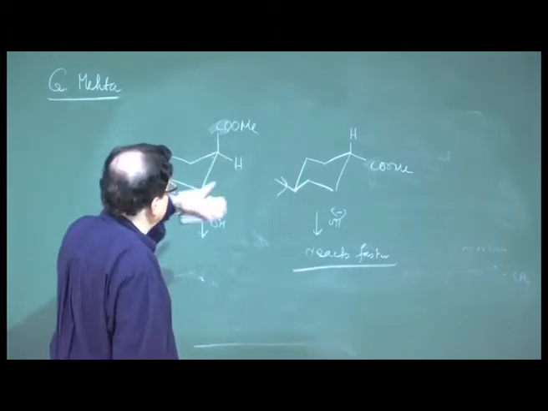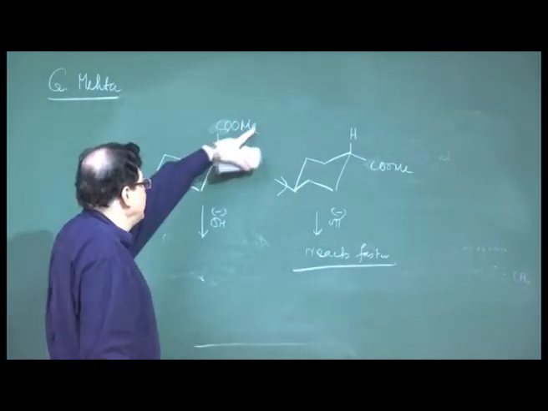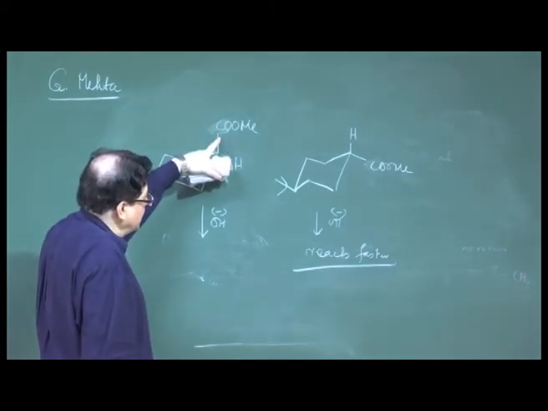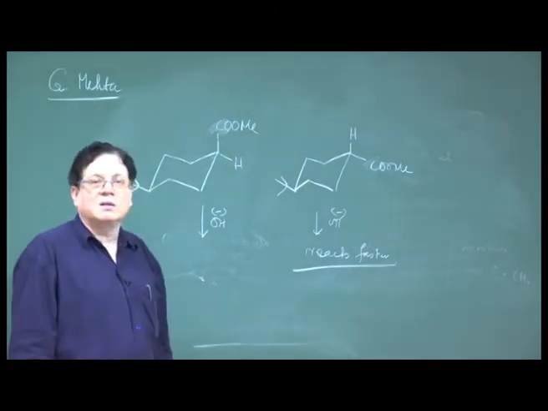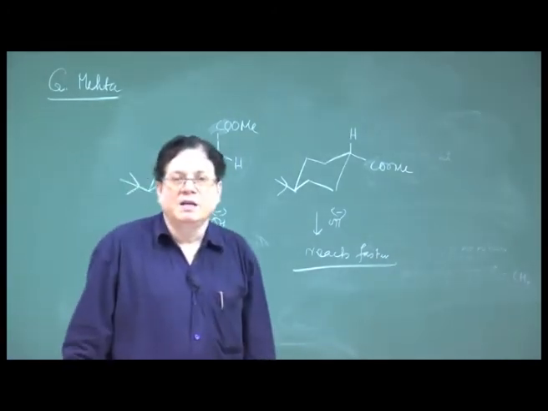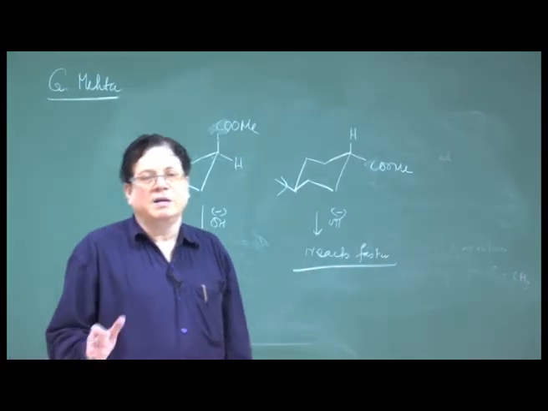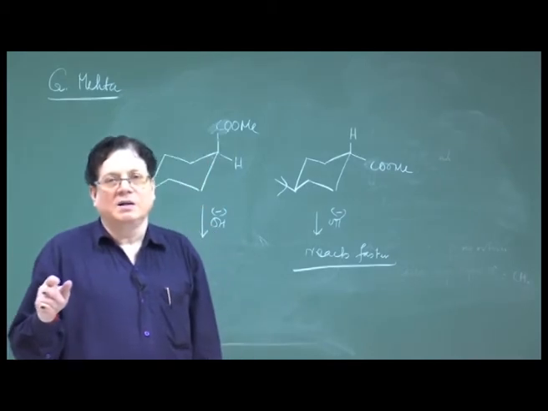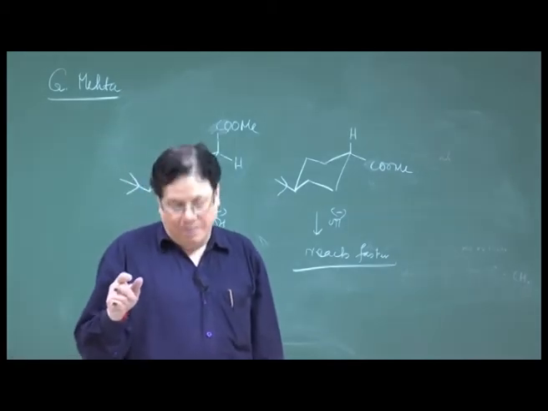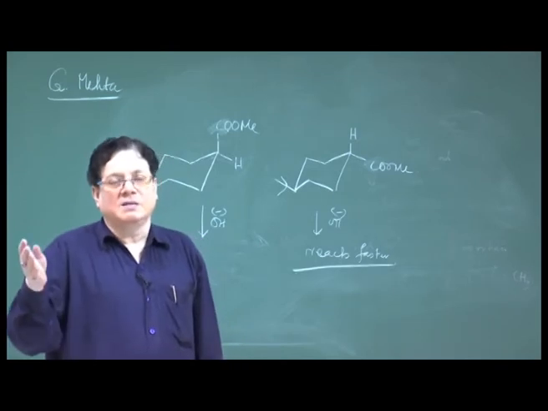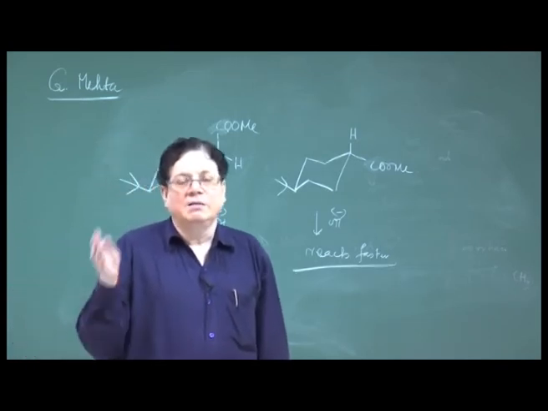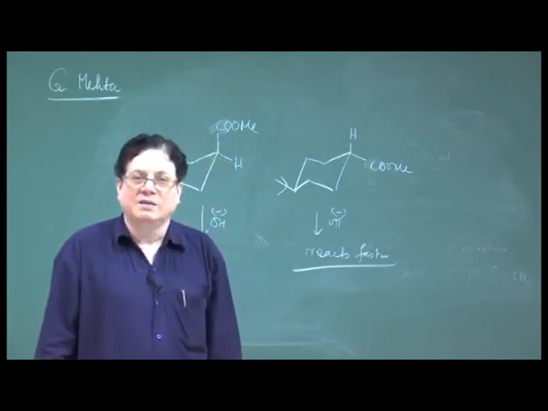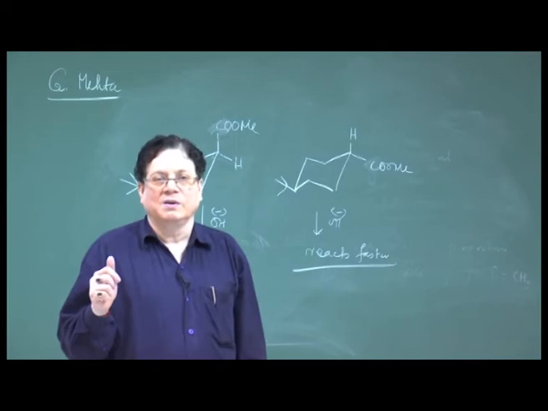In the rate determining step, the base attacks and the steric crowding increases, and if the steric crowding increases in the rate determining step, then the reaction becomes slower. So, we find a rule of thumb: if the steric crowding increases in the rate determining step, then the rate becomes slower. That molecule will react in a slow fashion. If the steric crowding decreases during the rate determining step, then that molecule will react faster, and that is called steric acceleration. The first one is steric retardation.